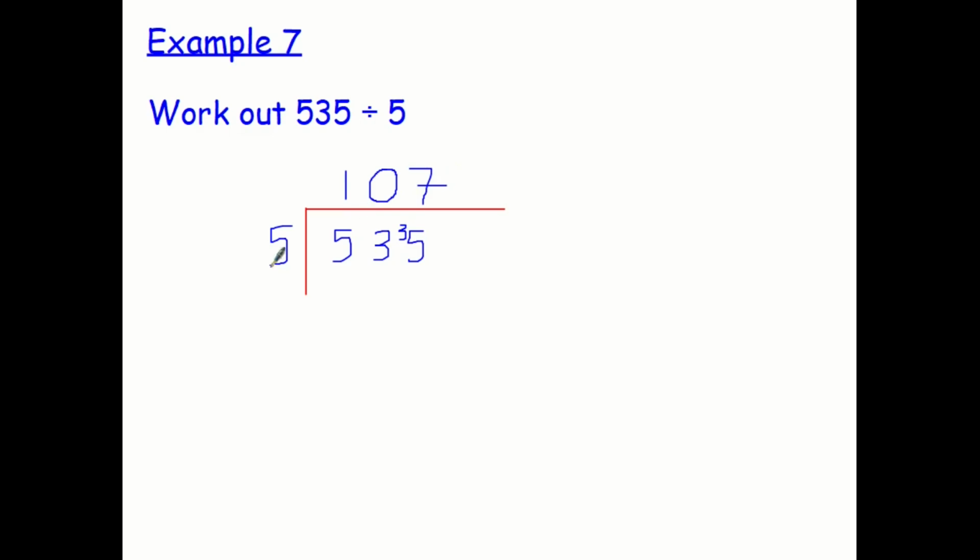So quickly run through that again. How many 5s in 5? 1. How many 5s in 3? Well, I can't get 5 out of 3, so I have to put a 0 there, but I still have to account for that 3, so I put it there. And my final part of my question is how many 5s in 35, which is 7. So 535 divided by 5 is 107.